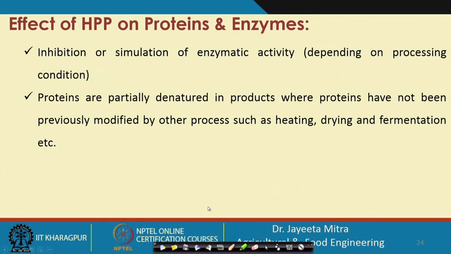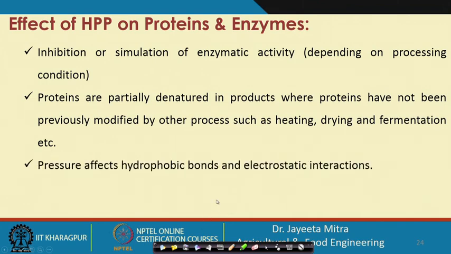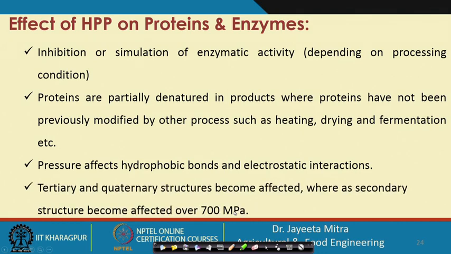Proteins are partially denatured in products where proteins have not been previously modified by other processes such as heating, drying and fermentation, etc. So, proteins are partially denatured in these cases. Pressure affects hydrophobic bonds and electrostatic interactions. Tertiary and quaternary structures become affected, whereas the secondary structure becomes affected over 700 megapascal pressure.